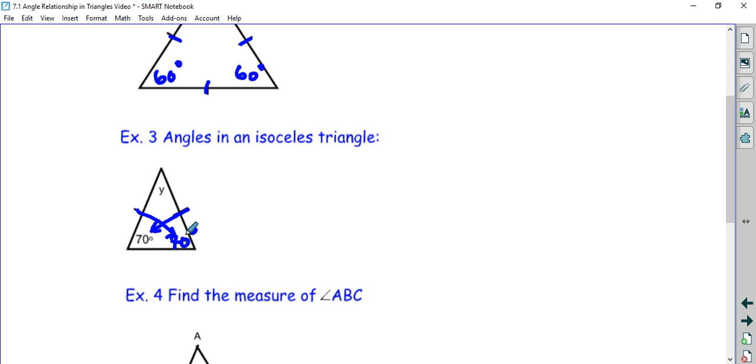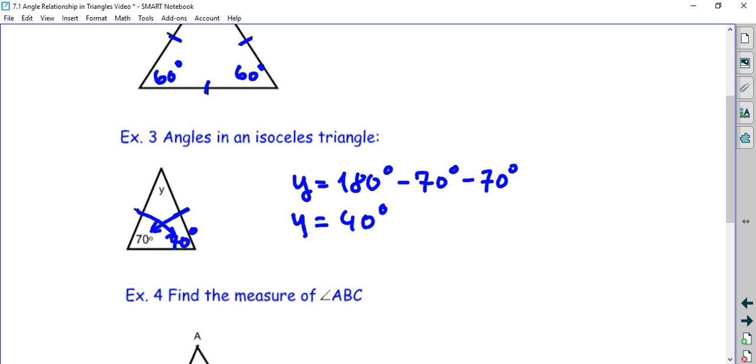That means if we really wanted to find out all the angles inside the isosceles triangle, we can find y simply by subtracting the two 70-degree angles from 180 degrees, which is the sum of all angles in a triangle. That still applies here, whether it's equilateral or isosceles. So in this case, we get that y is 40 degrees. There you go.